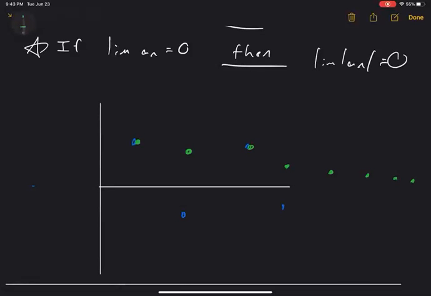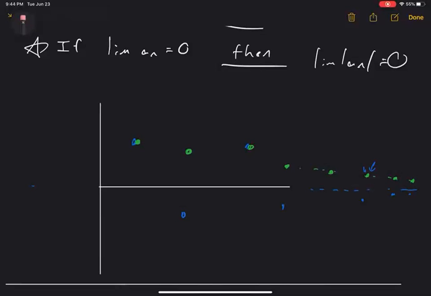But if this absolute value is going to 0, we know that the original sequence had to be going to 0 as well. Like if this green point is here, then the original point maybe was right there, or maybe it was negative just right there. But either way, it's getting close to this line, 0. So if the absolute value is going to 0, the original sequence is going to 0 as well.